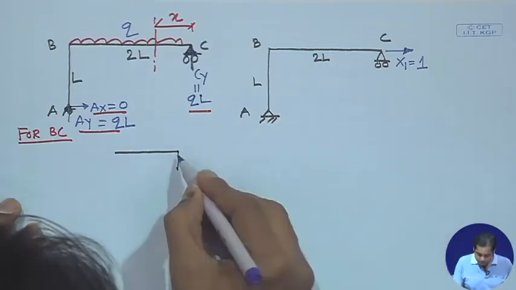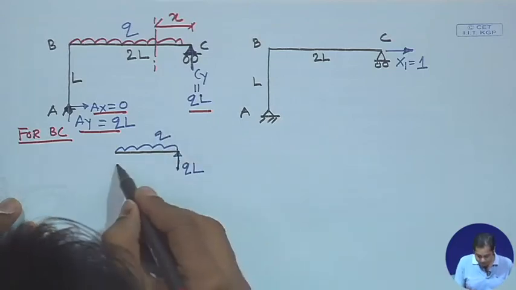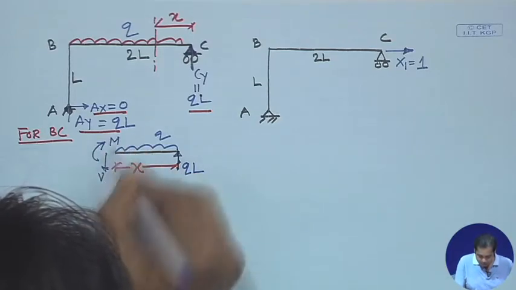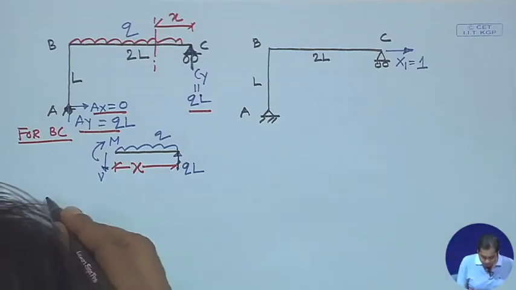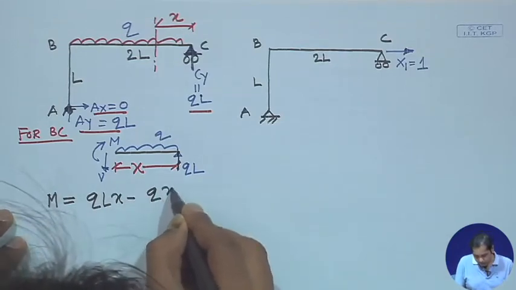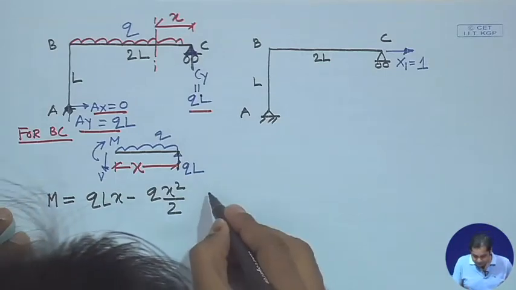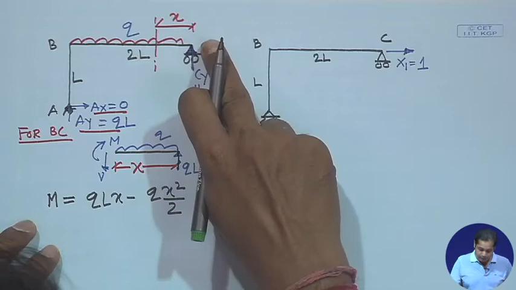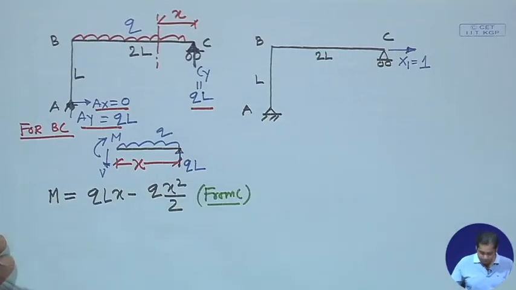This is Cy, which is Q into L, and then it is subjected to Q over this distance x, with shear V and moment M here. If we take moment about this point, the expression for moment is M equal to QLx minus Qx squared by 2. This is the expression for moment between B and C, but what is important here is that x is measured from C. So, when we integrate it, we have to take the limit from C to B. This is the expression for bending moment for BC.